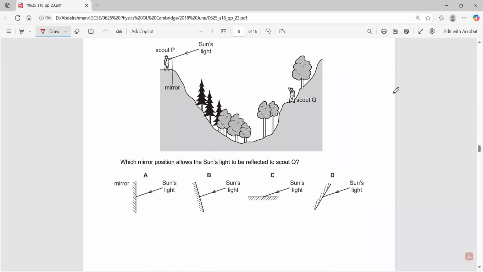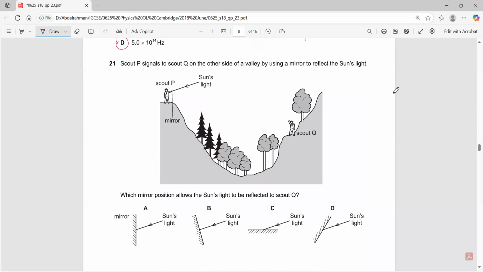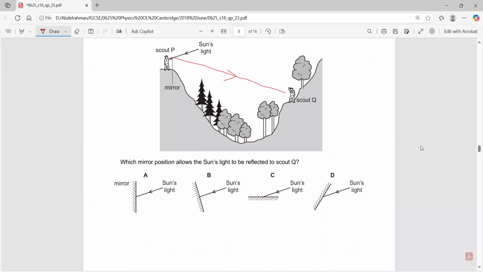Question 21, Scout P. He wants to reflect the light to Scout Q. You want the light to be reflected this way, right? So if you use D, a lot of you might say D is the correct answer. D is the wrong answer. Why? If you think about it, you have the normal line at this point. So when it's reflected, it would be reflected downwards this way. You do not want the light to be reflected downwards this way. This would be wrong. You want the light to be slightly reflected downwards, but in front of him, not just directly below him. So D would be wrong.